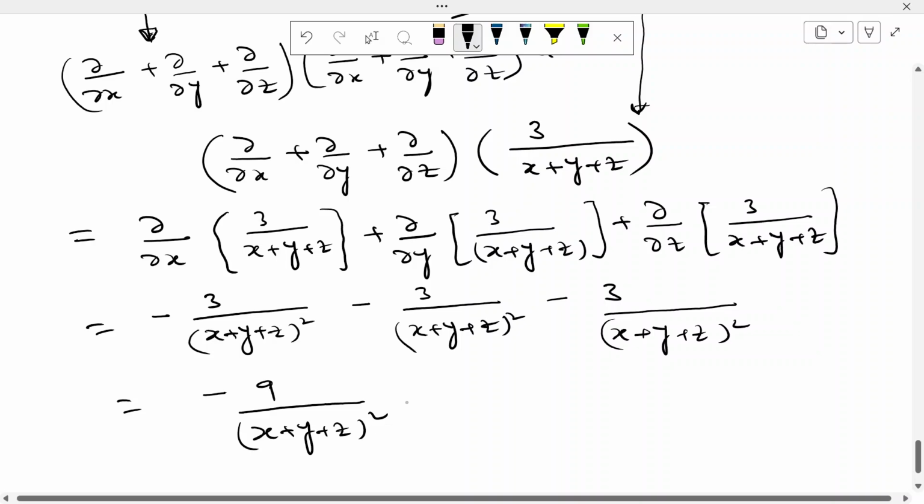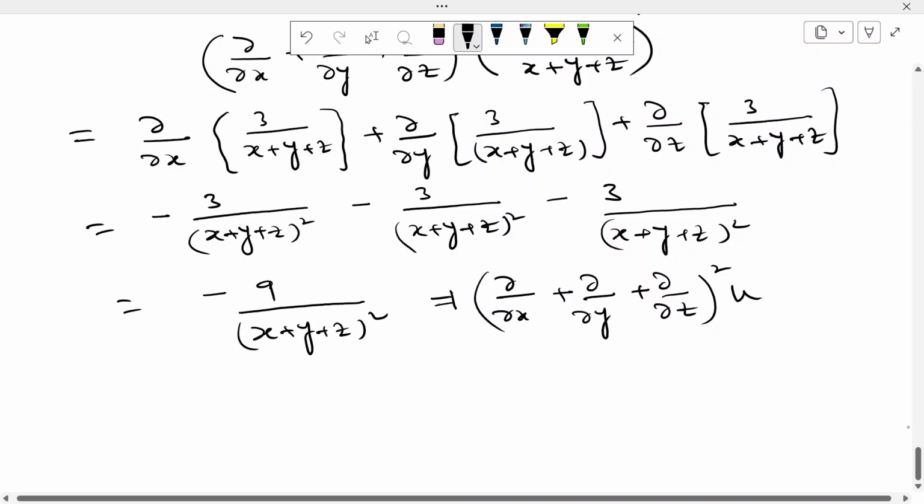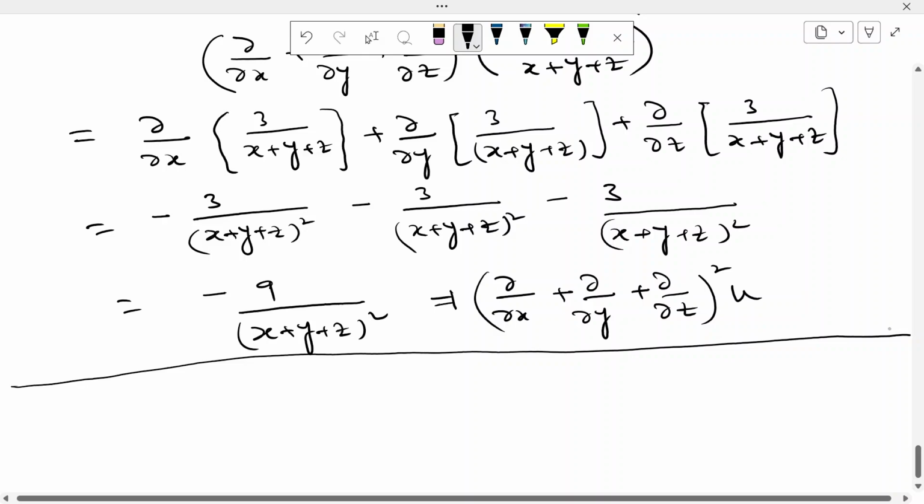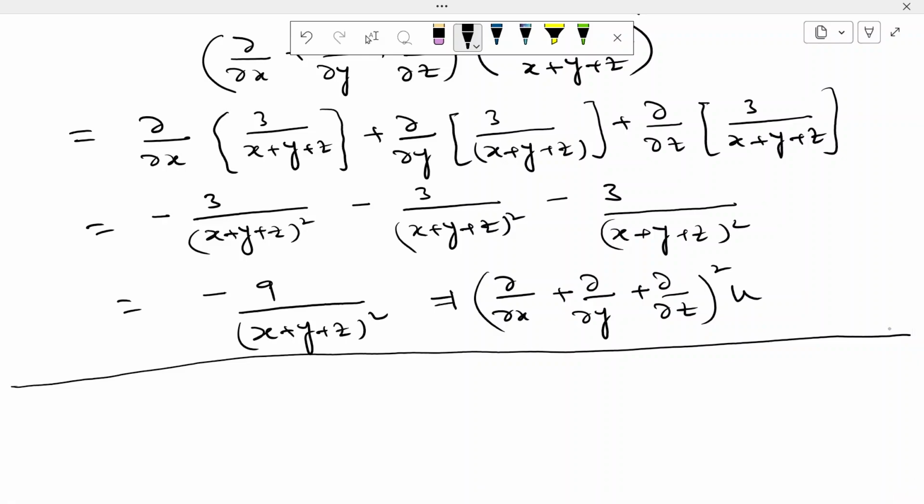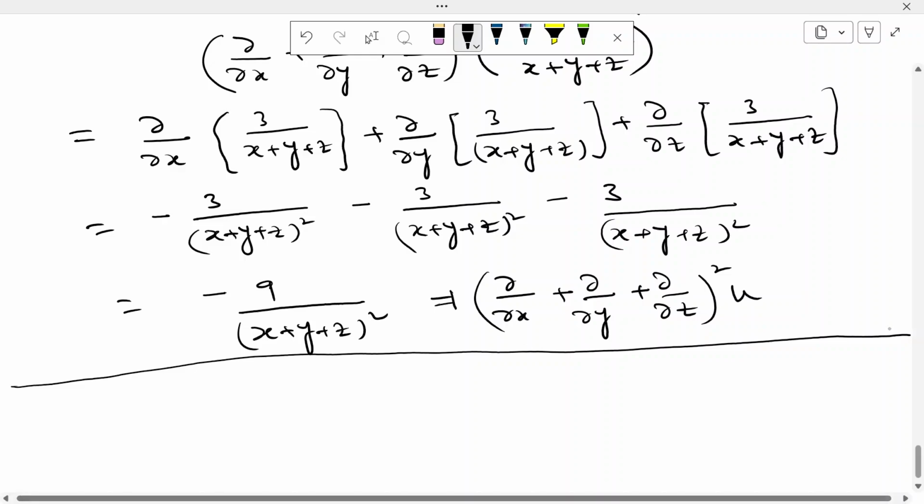So this is the value of del over del x plus del over del y plus del over del z whole square on u. So this is how we apply the concept of partial differentiation. That's all in this video, and we will take some more concepts on partial differentiation, and some more problems in the next video.